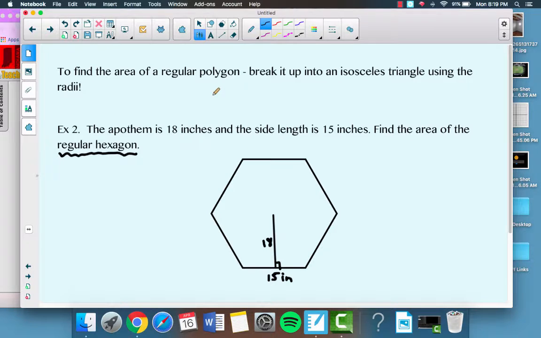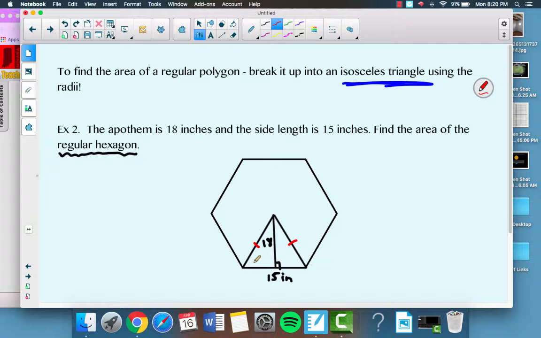Well, looking at this, it's kind of hard to tell how we could find the area, and we don't have a formula yet. So the easiest way to do this is to break this shape up into isosceles triangles. And triangles, we know how to find the area of. So what I'm going to do is add a radius into this picture. So a radius here and a radius here. And by doing that, I've now just created this nice isosceles triangle. Okay, and it is isosceles because the radius is the same on each side. So here's our isosceles triangle.